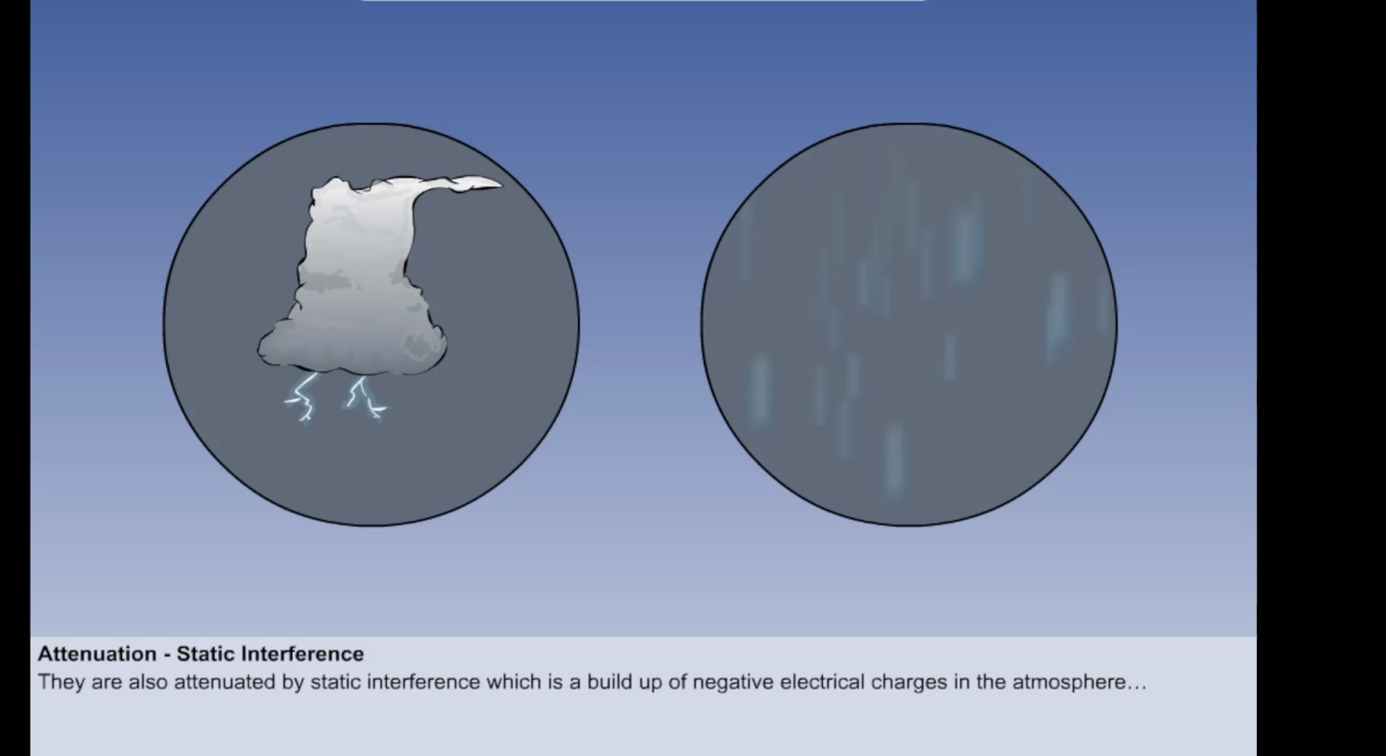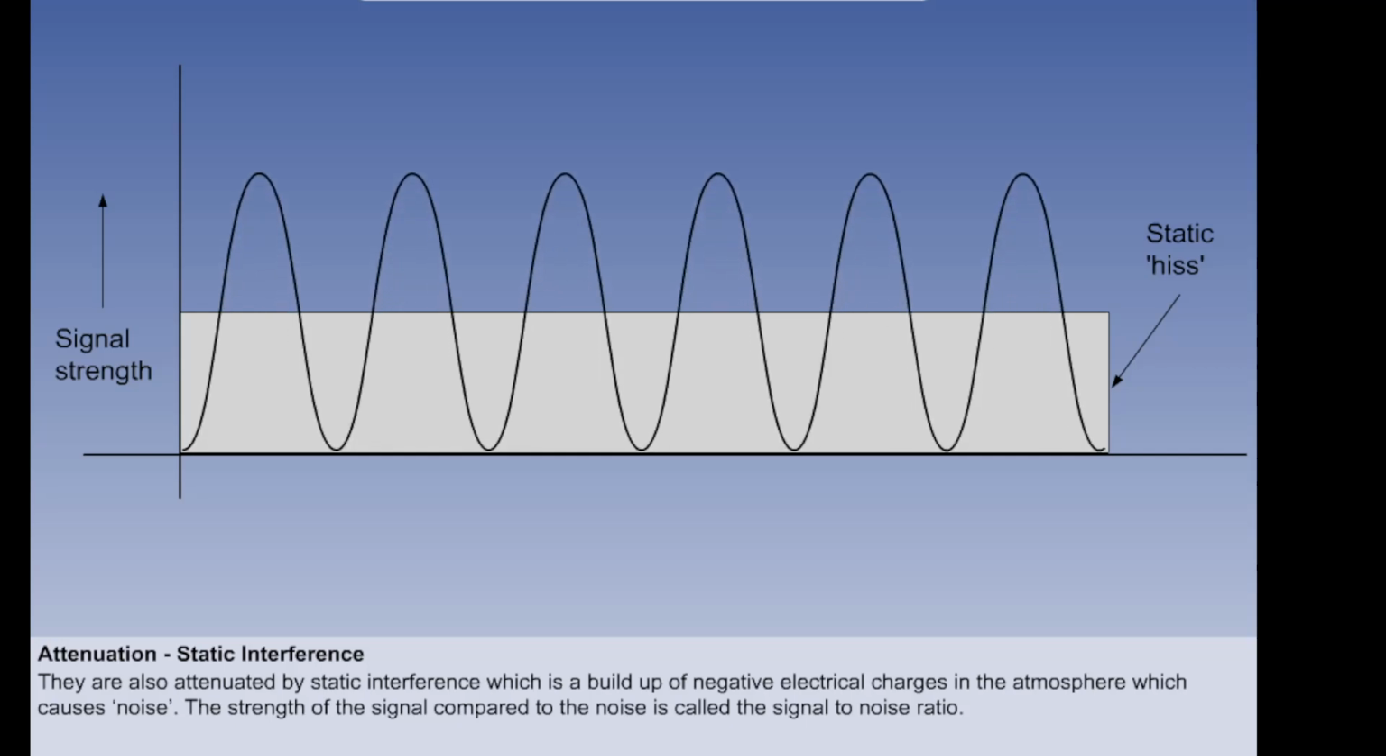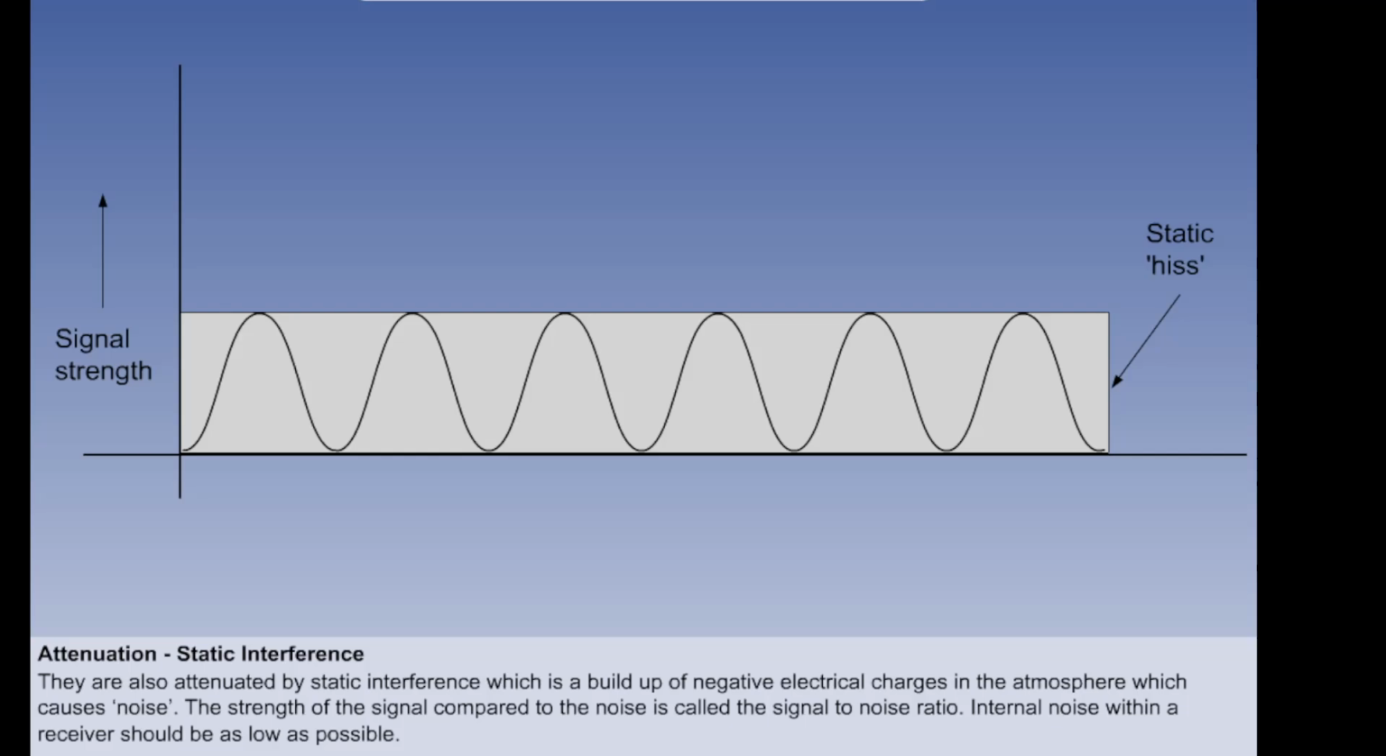Rain and thunderstorms and solar activity are the frequent cause of static interference, and it is worse at lower frequencies. If there is much static interference, the strength of the signal may have to be increased. The strength of the signal compared to the amount of interference, measured in decibels, is known as the signal-to-noise ratio. If internal noise in a receiver can be reduced, then the receiver will be able to process weaker signals, thereby increasing the effective range at which a usable signal can be received. However, this is an expensive business.